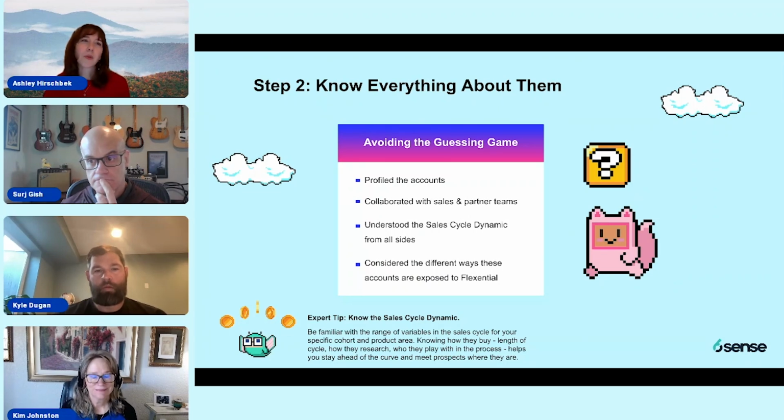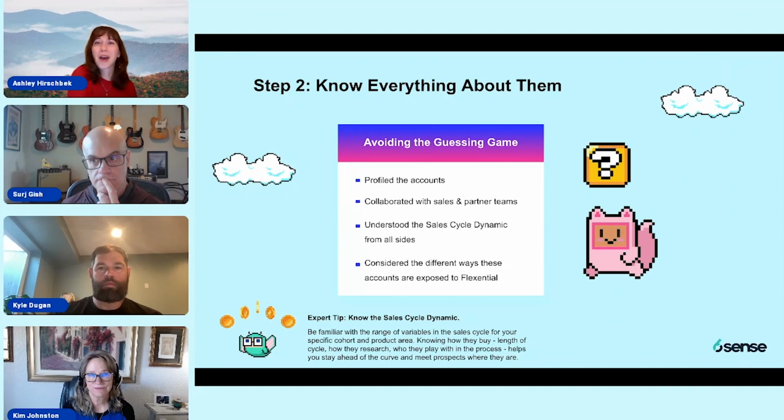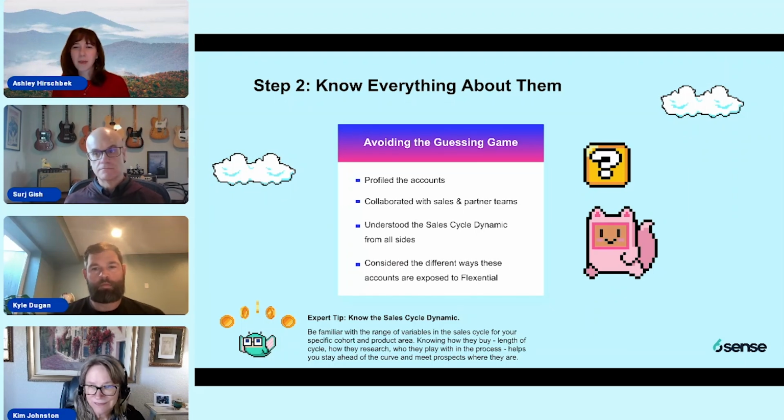So in considering all of that, it helped us to formulate what our program would look like, considering we had to reach not only the direct account, but maybe also influence that third party, because they're also going to indirectly drive awareness of Flexential to that account or to that set of accounts. So knowing the sales cycle dynamic helped us to create a very dynamic approach to the way that we executed our campaign. The expert tip here: really know all of those dynamics on both sides of the mirror.